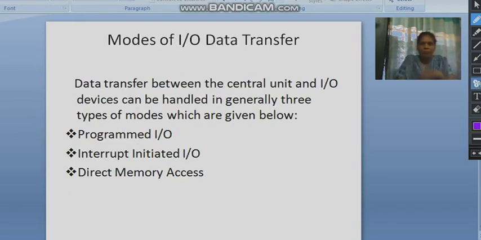Next is modes of data transfer. Clearly we can see that there are three modes of data transfer between the input output.